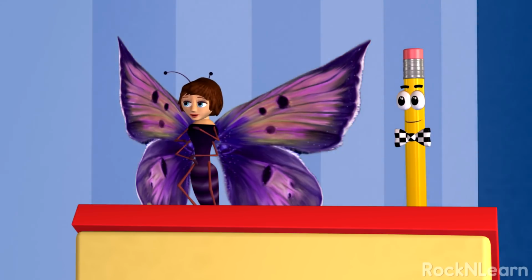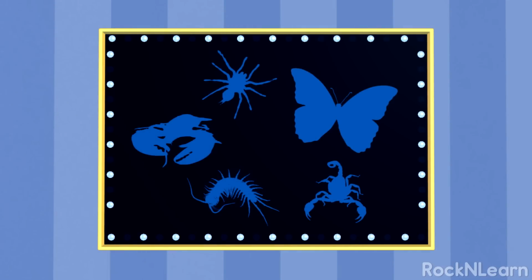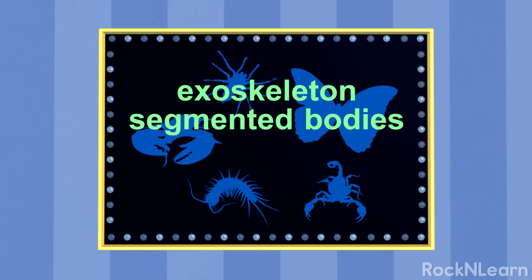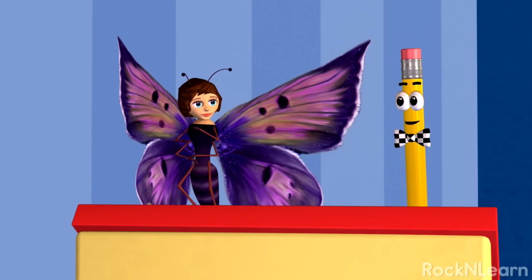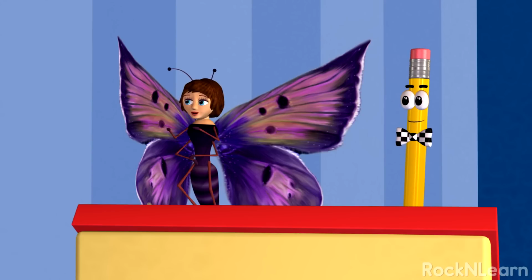I'll list some characteristics of an animal group, and you tell me if that is the group you belong to. All of the animals in this group have an exoskeleton. They have segmented bodies and jointed legs. All of them are cold-blooded. The body temperature of a cold-blooded animal is dependent on the temperature of its environment. Do you belong to this group?